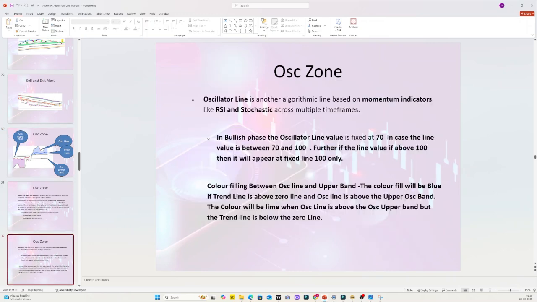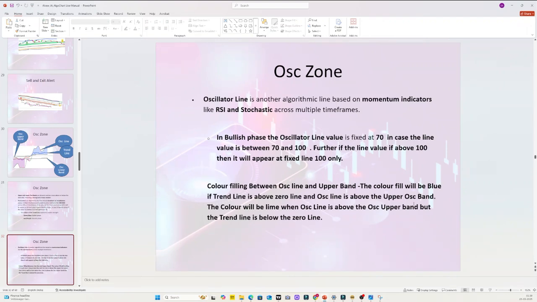The color fill will be blue if the trend line is above the zero line. This is the best phase, where the trend line is above zero. Now if you see the definition, when the trend line is above zero, we can see that the market is in a good phase, and the oscillator line is above the upper oscillator band. We are not saying that if the oscillator line is above zero, we should enter into the trade, because the band is something which repositions the oscillator's position. So it is very important that the upper band be given regard when we are entering into the trade. When the oscillator line is above the upper band and the trend line is above zero, its color is blue.